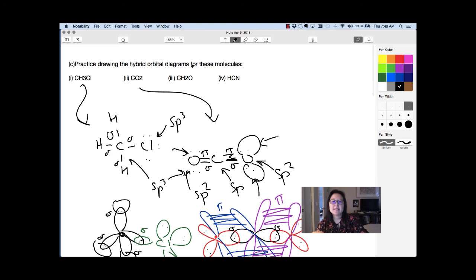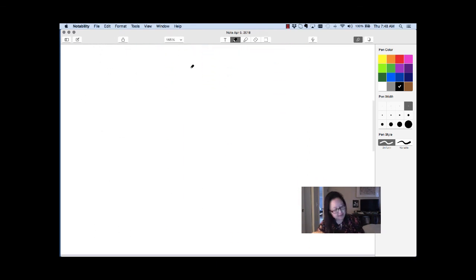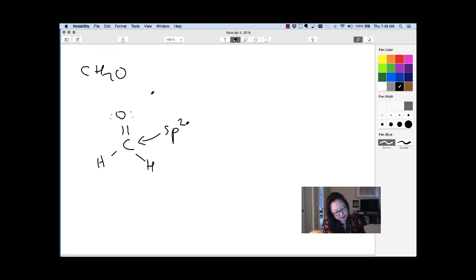So now let's try CH2O. So first, CH2O has this Lewis structure, H, H, O. Now this gets a little tricky maybe with Lewis structures. Remember, oxygen likes to make 2 bonds, carbon likes to make 4 bonds, so this is going to solve that problem. And we've got our lone pairs there. Okay, so what is the hybridization? This is sp2, and this is sp2 as well. I can tell because there's 1 pi bond.